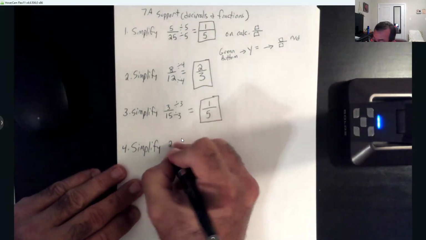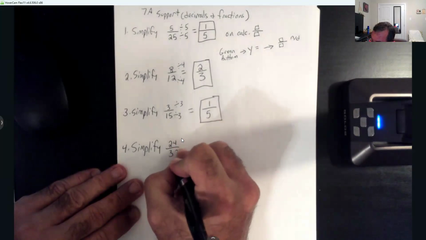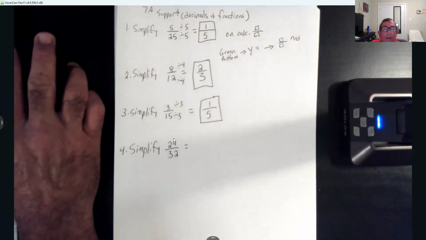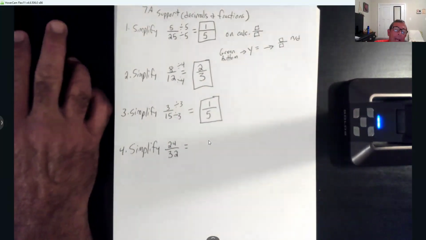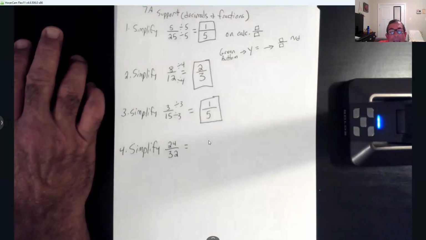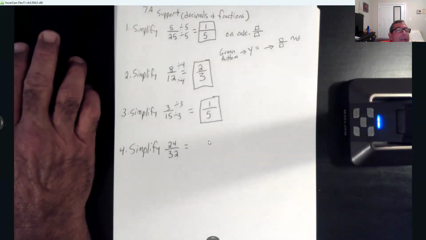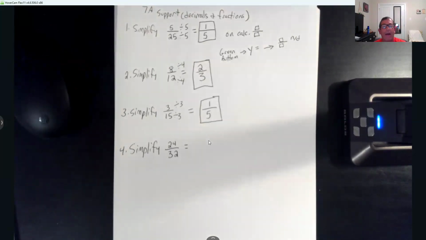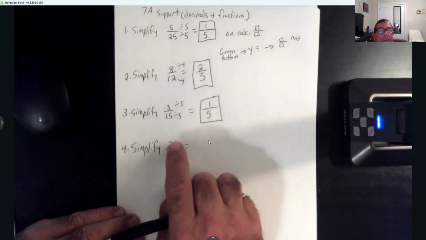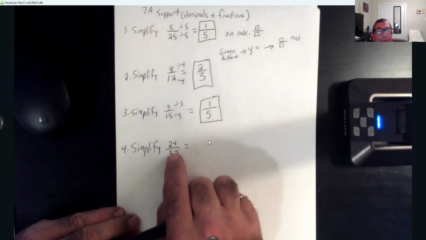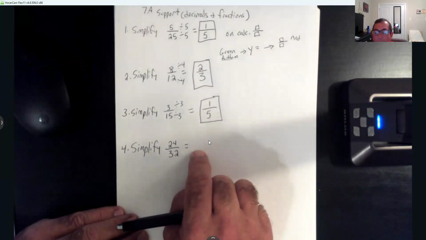All right, number 4 is 24 over 32. So we're starting to get our numbers a little bigger here. If I did it by hand, I'd be dividing out some 8s. Griffin, looks like you divided out 8s on that one also. So 8 is the largest factor. 24 divided by 8 gave me 3, and 32 divided by 8 gave me a 4 on the bottom.